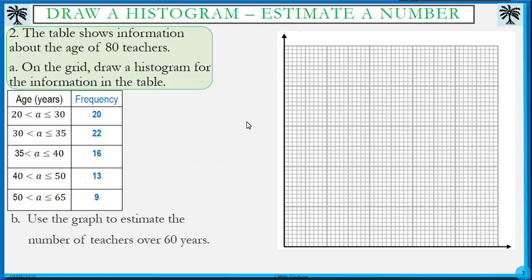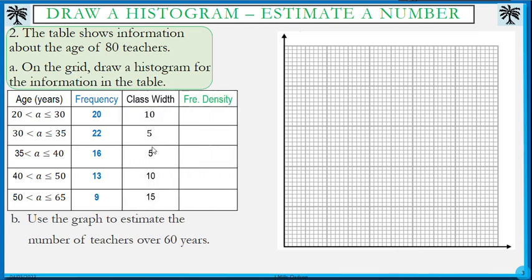Hello, welcome back. Let's look at another example of drawing a histogram and using the graph to estimate data. So we have a table which shows information about the age of 80 teachers. The first thing is to check the class width. The first one is 10, the second one is 5, so that's enough to confirm class width is unequal.